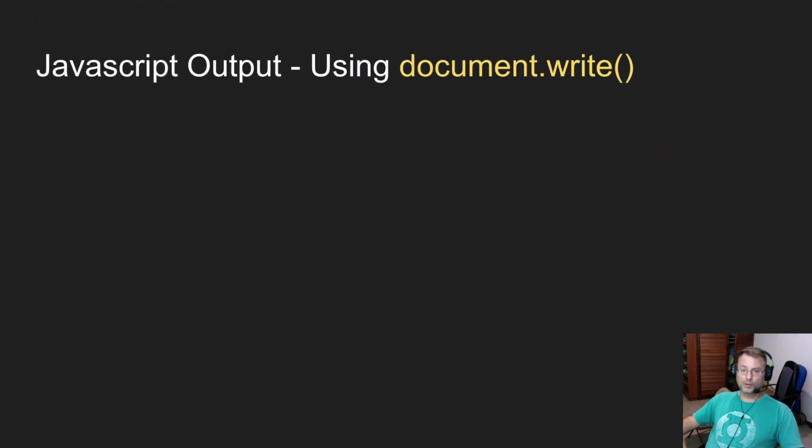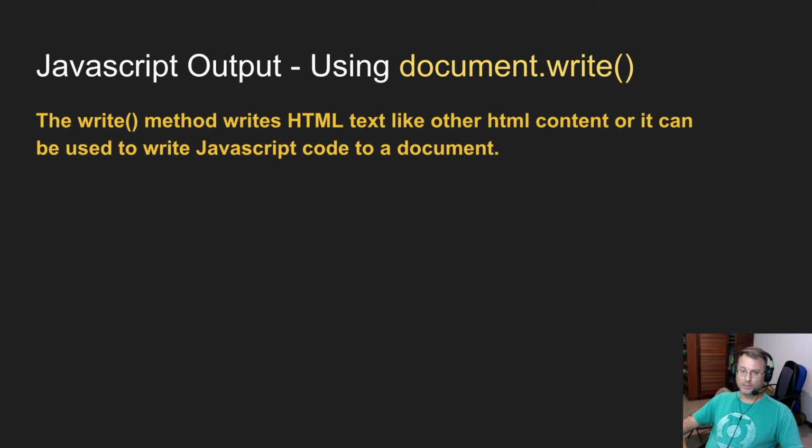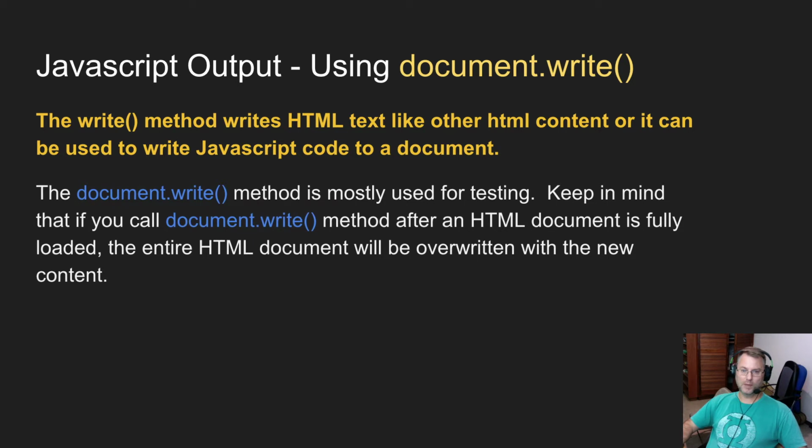Another output type that's used is the document.write. The document.write method writes HTML text like other HTML content, or it can be used to write JavaScript code to a document. We have to be careful with the document.write method. Usually this is used mostly for testing. Now keep in mind that if you call the document.write method after the HTML of the document has been fully loaded, document.write will overwrite the entire page with new content.